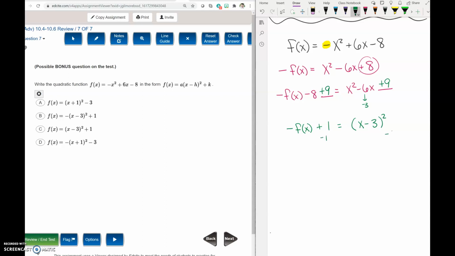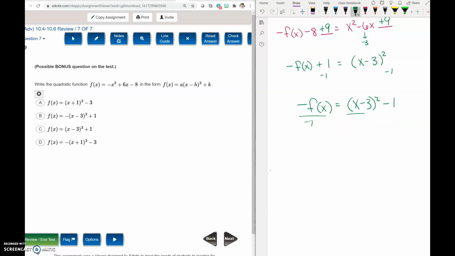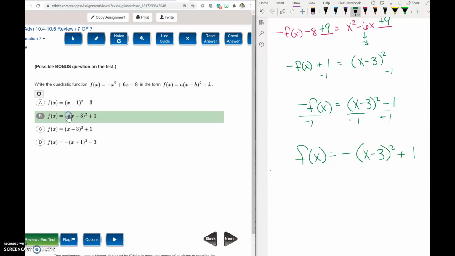We then need to subtract 1 on both sides, so we have negative f of x equals x minus 3 squared minus 1. Now I just need to multiply everything by -1 again to get rid of that negative on the left side, or divide everything by -1. So we have f of x equals, this x minus 3 squared is its own term, so we'd have negative x minus 3 squared plus 1. So our final answer is negative x minus 3 squared plus 1. Another way to do this would be to do the opposite of b over 2a and figure out what the vertex is. That'd be another way.